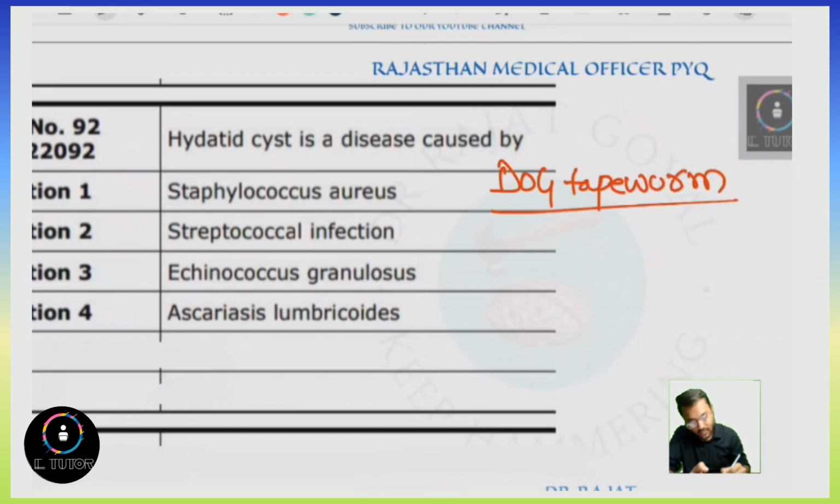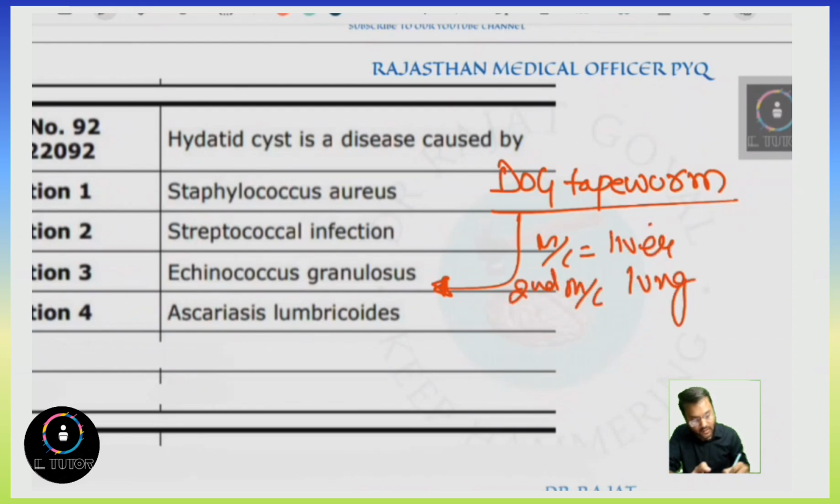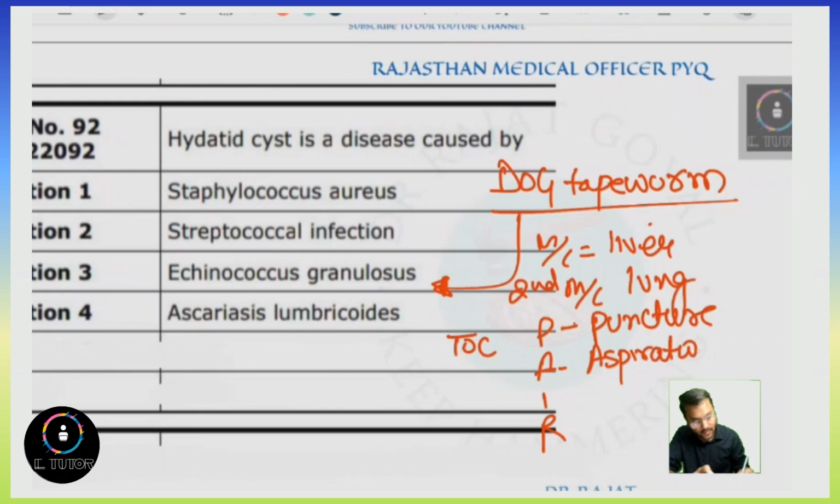And dog tapeworm, the another name of dog tapeworm is Echinococcus granulosus. So most common site will be liver, and second most common site will be lung. And treatment of choice for hydatid cyst disease is PAIR: puncture, aspiration, injection, and re-aspiration.